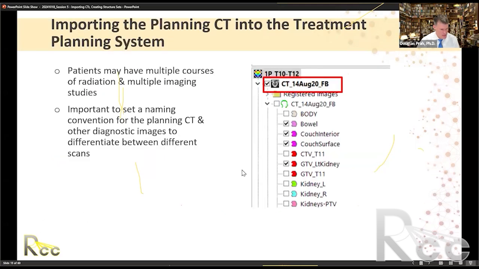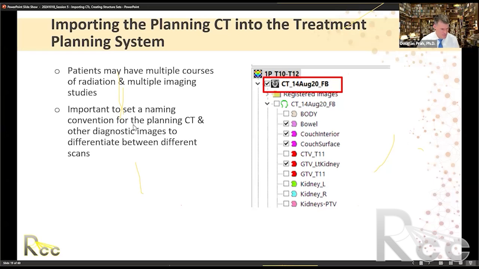So once we've imported the planning CT into the treatment planning system, you have to keep in mind that patients might have multiple courses under single or multiple imaging studies. Let's say you're having to treat a T-spine and a hip, you might be able to do that under the same CT scan. They might be separate imaging sessions, so you just need to be cognizant of that.